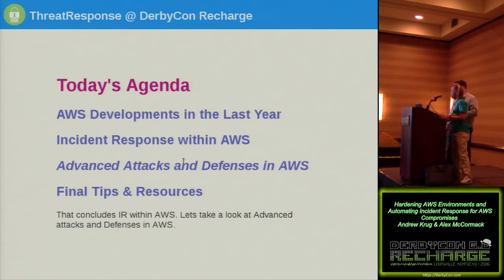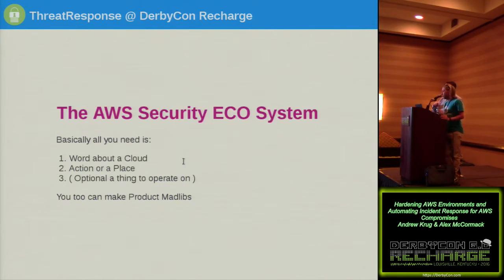All right, so this is where we get to the hacks and stuff, which is what you really want to see, right? So if you want to make something for the AWS security ecosystem, by the way, you can just take any word about a cloud, an action, or a place, and an optional thing to operate on, and you can make product Mad Libs for the AWS team. Yay, I got some laughs.